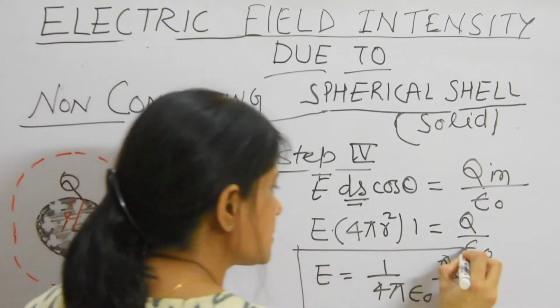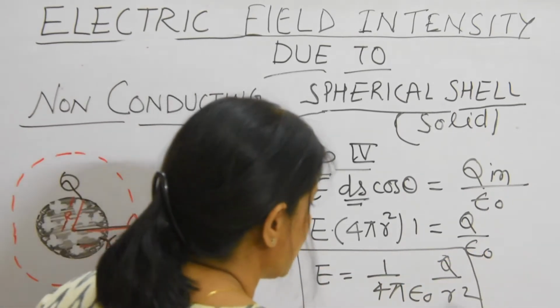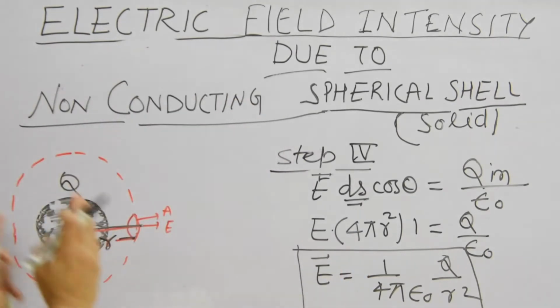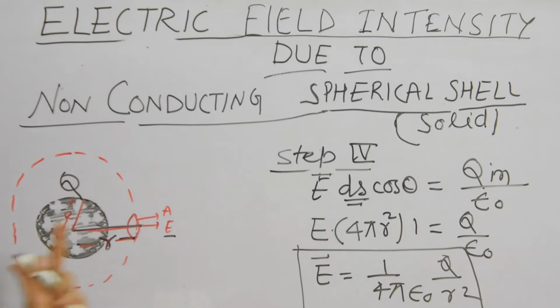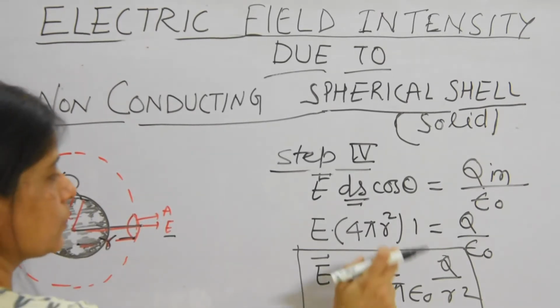Again, this formula is the same as the electric field intensity due to a single point charge. So E is equal to 1 upon 4 pi.